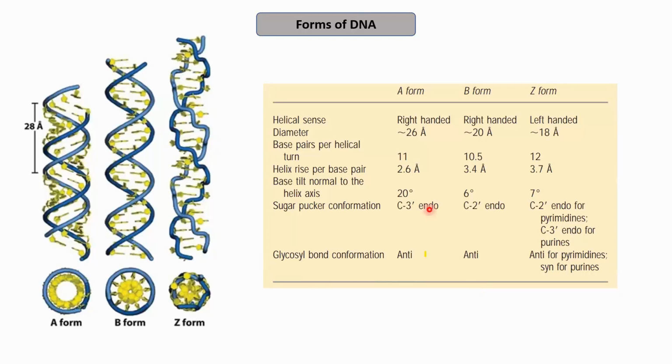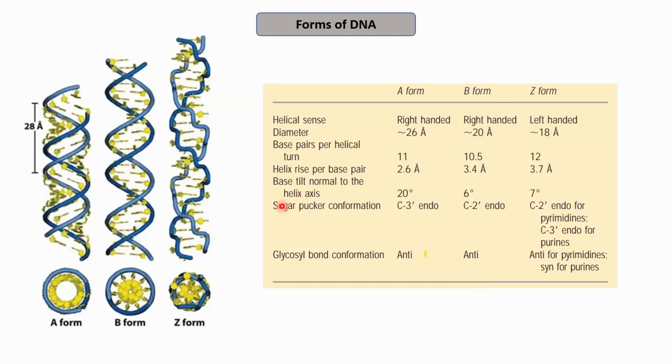The most common points that will be asked at this level will be about the helical sense, the diameter, the base pairs per helical turn, and the helix rise per base pair. So these are some common differences between the different forms of the DNA. So this was mostly about the nucleotides and the nucleosides that are present.